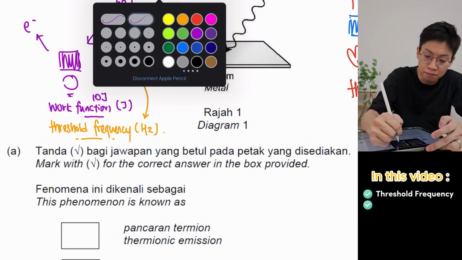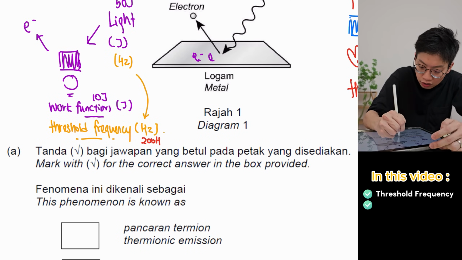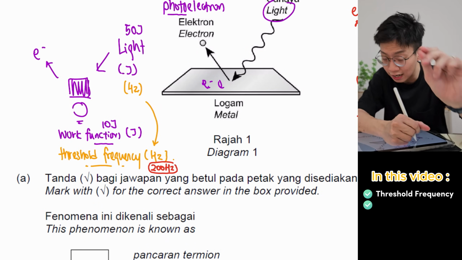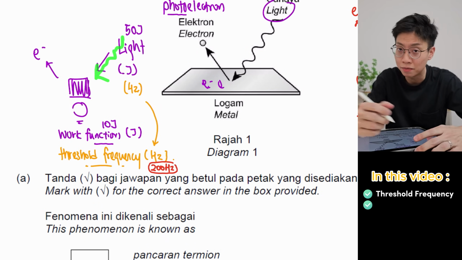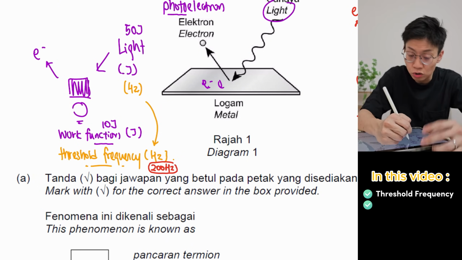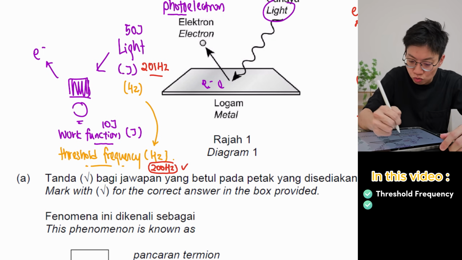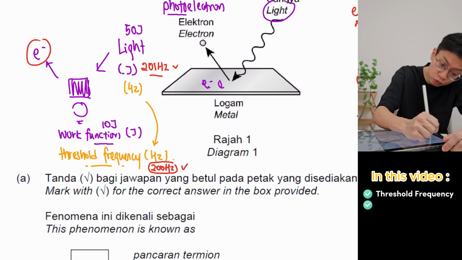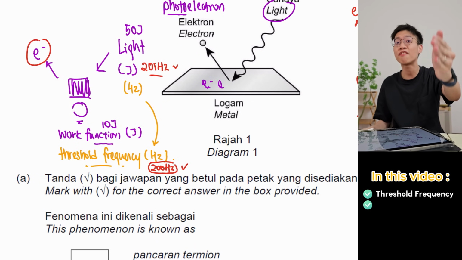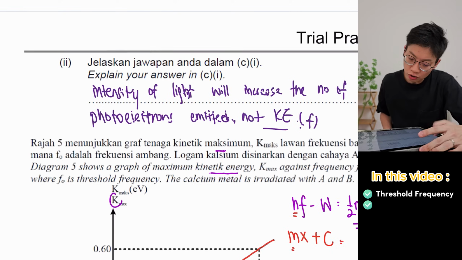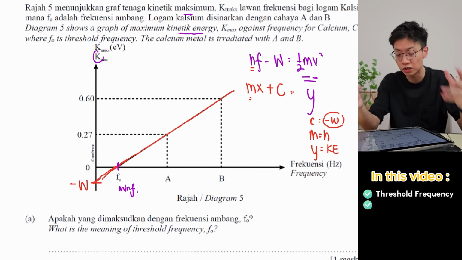So let's say my minimum frequency is 200 hertz. Then how much minimum energy does my light need to come in with? So the answer will be 200. So when my light comes in with 201 hertz, this is 200, this is 201 hertz, will you have electron? Yes, because the light frequency is higher than your threshold frequency. Okay. So now you have to know these two things. Okay, that's the threshold frequency and that.